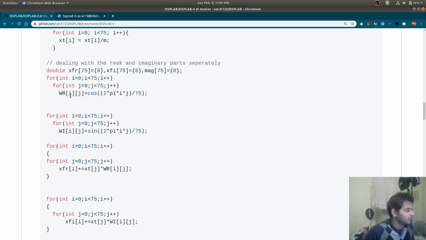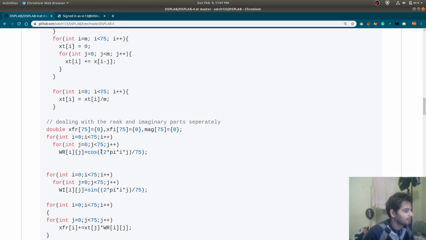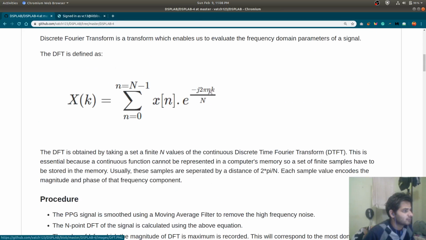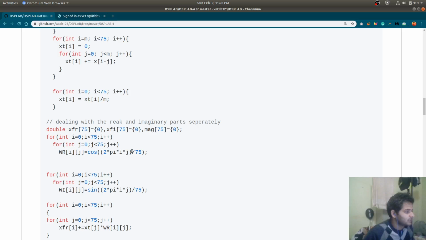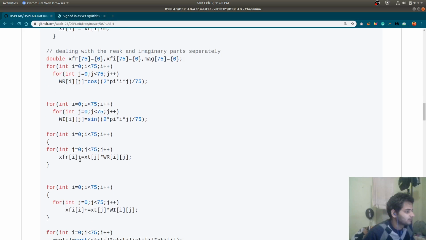WR[i][j], that is the weight at the ith position and jth position, where i denotes the small n in the above equation, and j denotes the small k, is equal to cos of 2 pi n by capital N into small k. As you can see here, capital N is 75, small n is j, and small k is i. So this way we calculate the weights of the real components and the weights of the imaginary components.